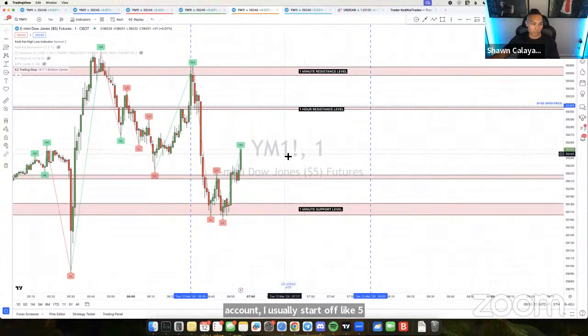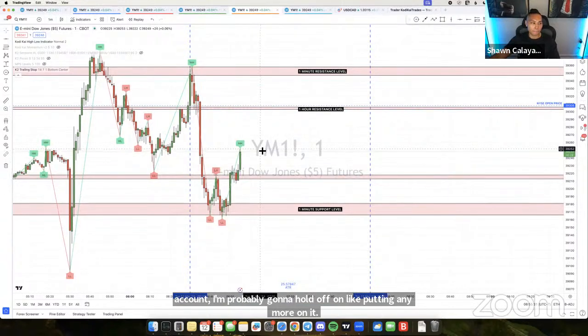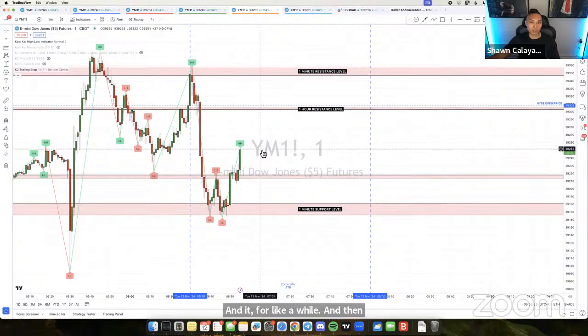So for my Ninja Trader account, my personal futures account, I'm probably going to hold off on putting any more money into it for a while. And then I'm going to just funnel a lot of my Apex profits into that account. So it'll just grow because it's on my copier. It's pretty much taking the same trades.